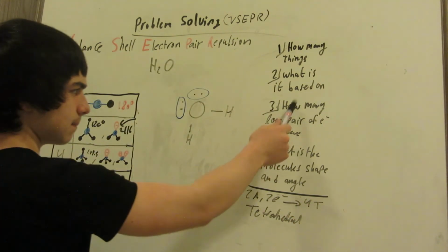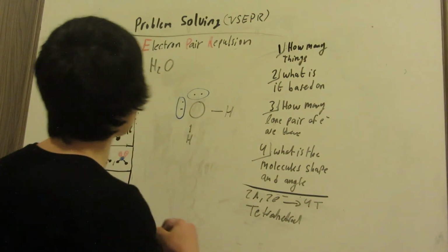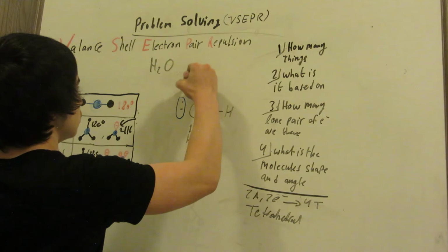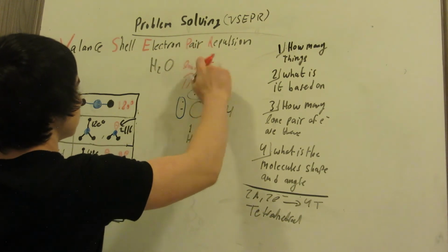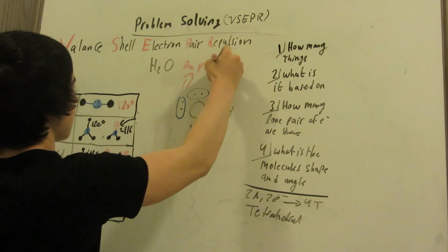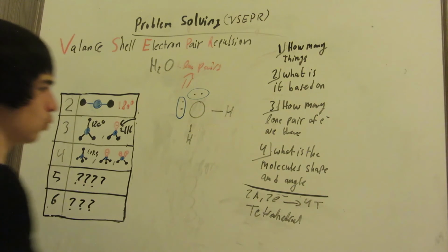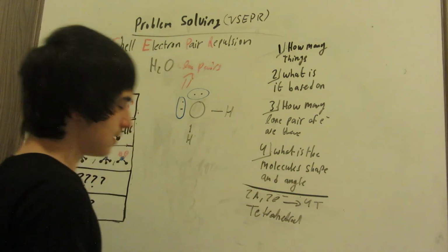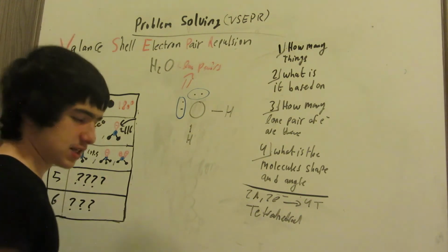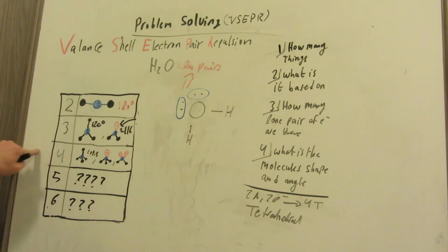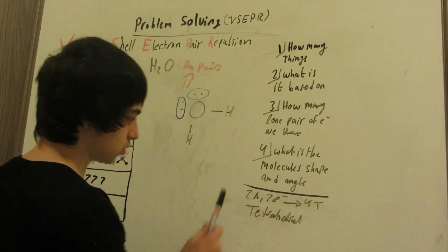Next, how many lone pairs of electrons do we have? Now we can count them. We have 1 and 2. So we have 2 lone pairs. Alright. Now, what is the molecule shape and angle? Now we can use the data that's given to find the shape. We need to find something that has 4 things, so to be in this family, but has 2 lone pairs of electrons and 2 atoms.